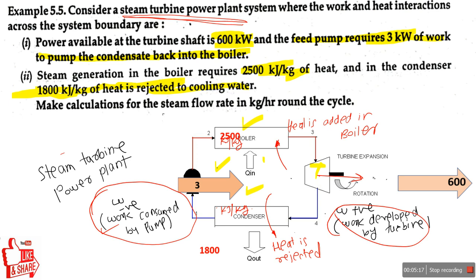Some figures here show what amount of heat is added, what amount of work is done by the turbine, and what amount of work is consumed by the pump. From this data, we have to make calculations for the steam flow rate. They ask for the mass flow rate of steam in this numerical. Then how to solve this numerical? We see it now step by step.